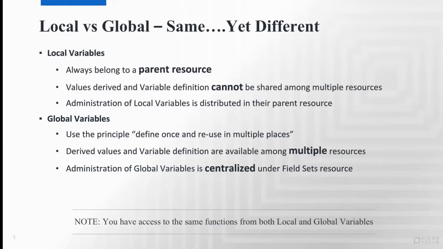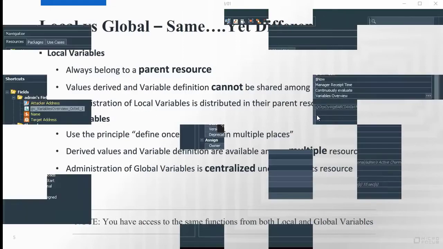As we covered earlier, both local and global variables are derived values that can be leveraged within content. The key difference between the two is that local variables are only attached to the parent resource and are only distributed within their parent, whereas global variables are centralized and can be leveraged across multiple pieces of content within ESM. So real quickly, we'll look at the CCE again and see what that means in the GUI for the use of these variables.